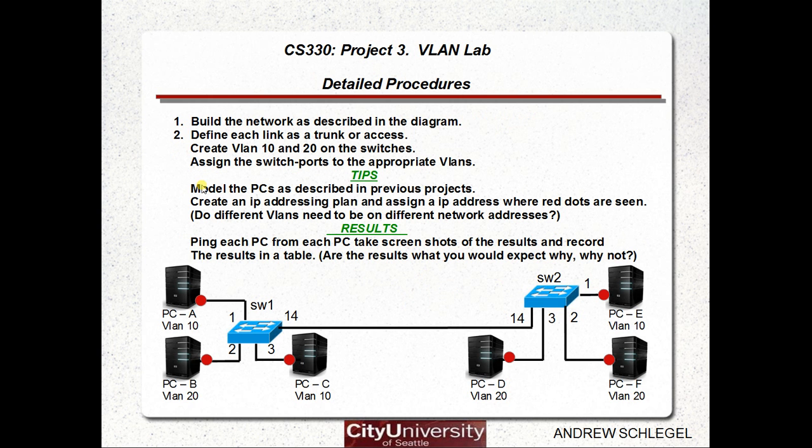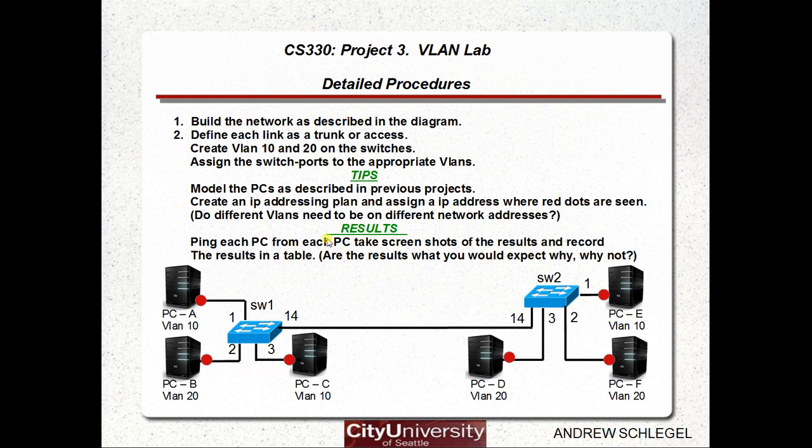Okay, so here's 1 and 2. First, build the network without the router. Use the 2 switches, and you'll have the 3 computers, and you're going to have IP addresses. Define each link as a trunk or access. Is this a trunk or access? Is this a trunk or access? Is this a trunk or access? Is this a trunk or access? And you've got to define it on the switch, whether it's trunk or access.